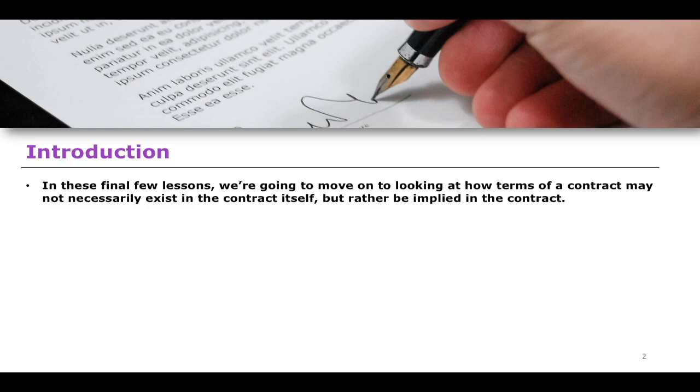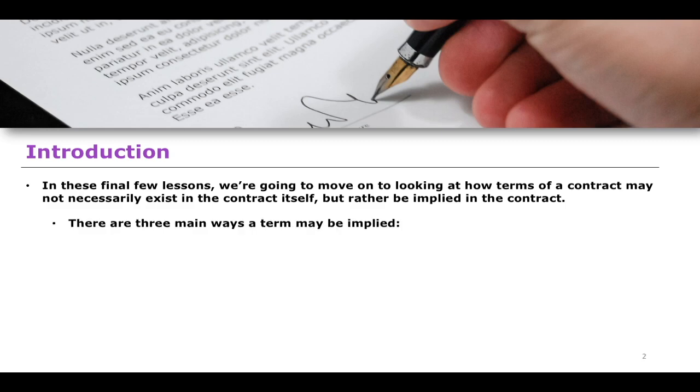In these final few lessons on the subject of contractual terms, like I said, we're talking about how terms may not necessarily exist in the contract themselves, but rather be implied into the contract by courts normally. So, implied terms don't actually exist expressly or explicitly in the contract. There isn't a clause 4 that is this term, for example. There is just this idea that a term may be implicit in the nature of the contract itself.